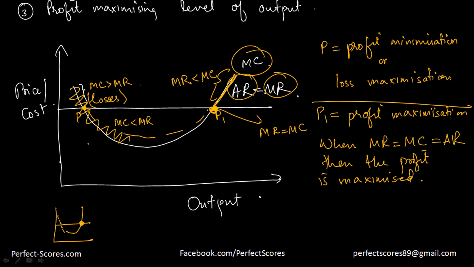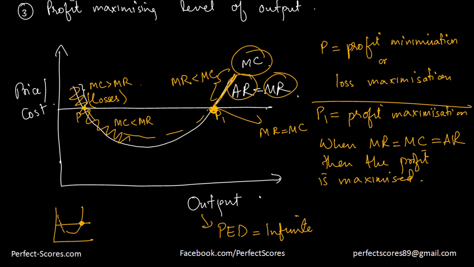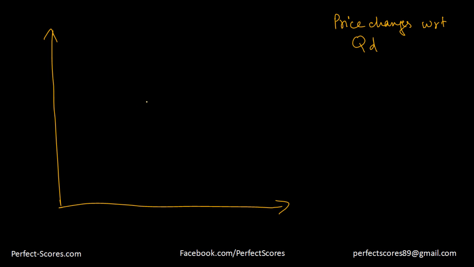Now at this point, in this graph, the price elasticity of demand is infinite, right? It's something that we did in the previous video, because the average revenue is a straight line. But what if the average revenue is not a straight line, right? What if I were to show you like this? Now in this, the price changes with respect to the quantity demanded. In the previous one, the price was not changing. The price was actually a constant, right? So in this, price actually changes.